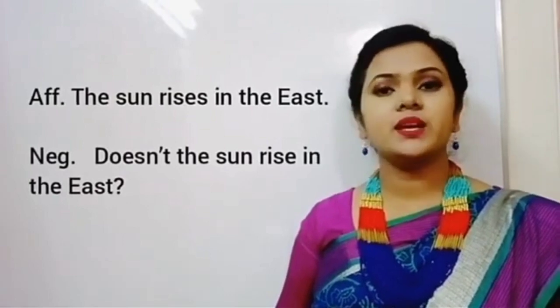There is no negative form or negative sentence of a universally true sentence. For example, the sun rises in the east. This is a universally true sentence, and there is no option of doing the opposite. So, if we are asked to change a sentence like this into a negative one, we should change it into a negative interrogative sentence. The sun rises in the east will become, in negative sentence, a negative interrogative. And the answer will be, doesn't the sun rise in the east?